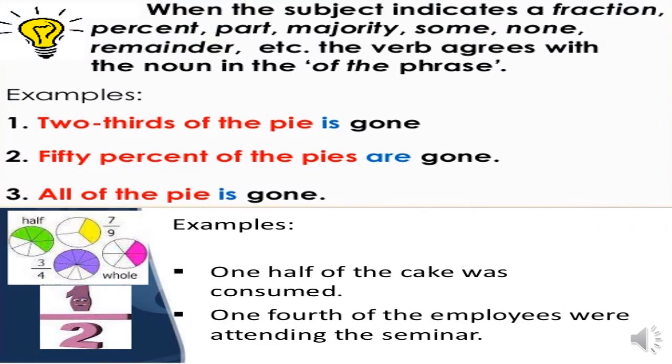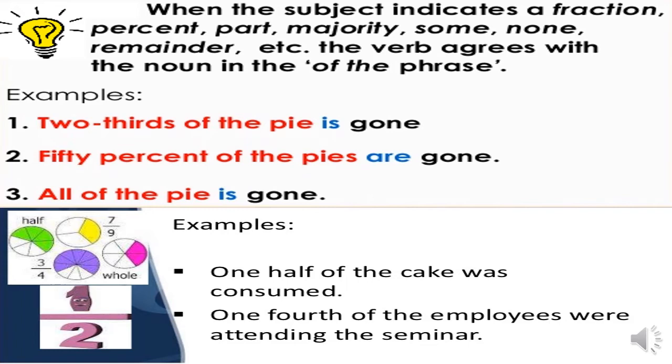When the subject indicates a fraction, percent, part, majority, sum, none, remainder, etc., the verb agrees with the noun in the of the phrase. So examples: 2/3 of the pie is gone. So we have used the phrase of the. So because of that, the verb that follows depends on that particular phrase. 50% of the pies are gone. So after the phrase of the, it is followed by a noun. So that is taken into account, and then we write the verb after that noun. 50% of the pies are gone.